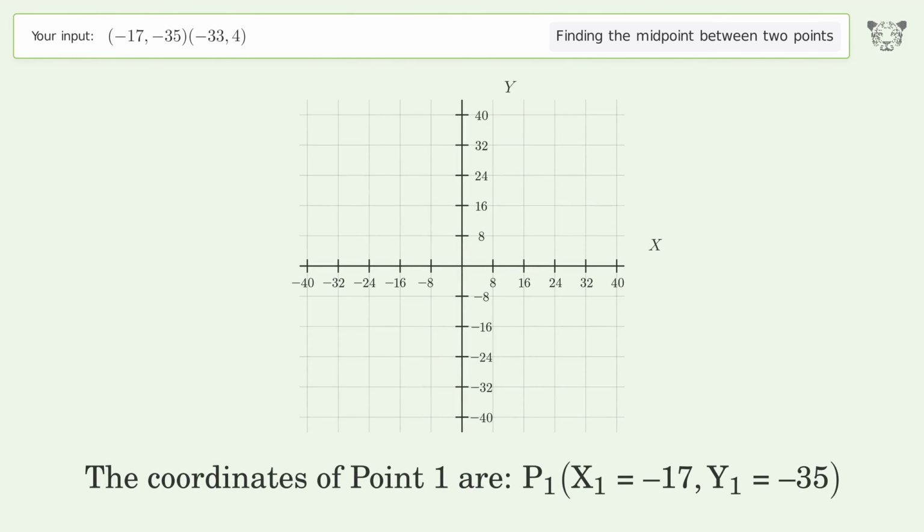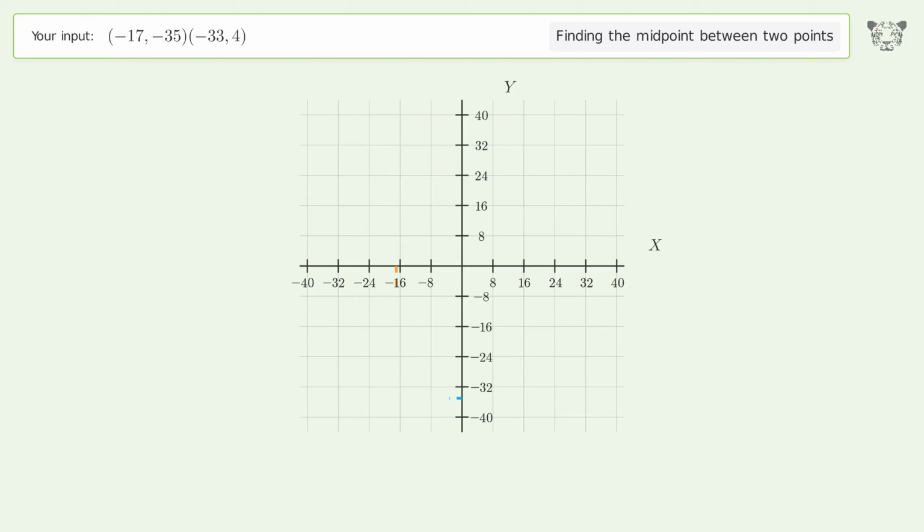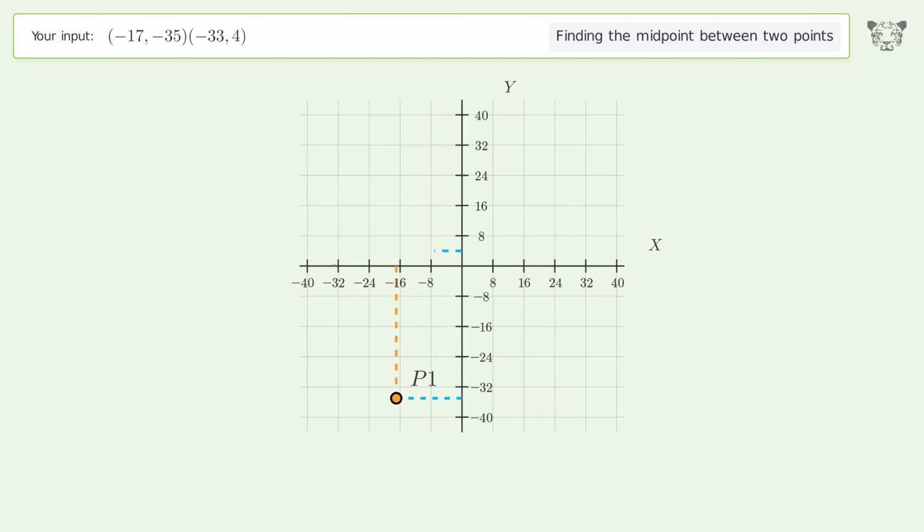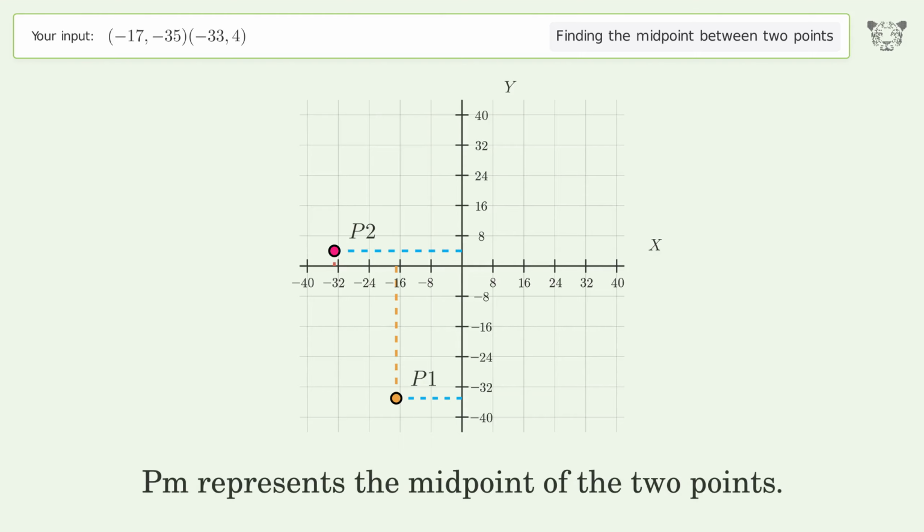The coordinates of point 1 are, x1 equals -17, y1 equals -35. The coordinates of point 2 are, x2 equals -33, y2 equals 4. PM represents the midpoint of the 2 points.